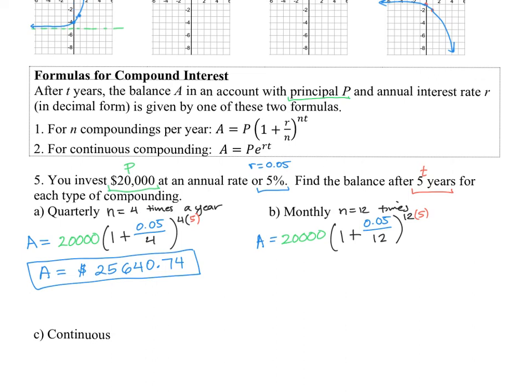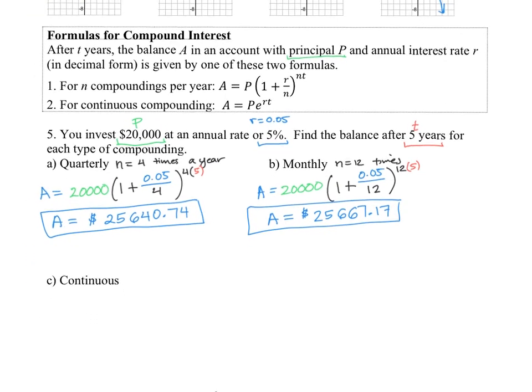Try to figure out how to calculate this. Play with the parentheses or maybe do each piece separately. But you should get a result of $25,667.17. So that earned you a little more money if they compound more frequently. Not a ton, 30-something dollars, but not nothing.